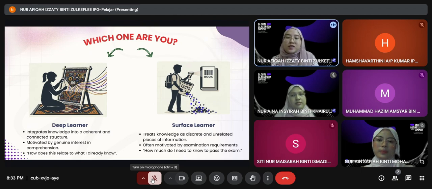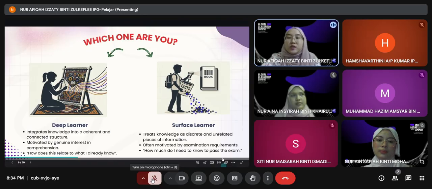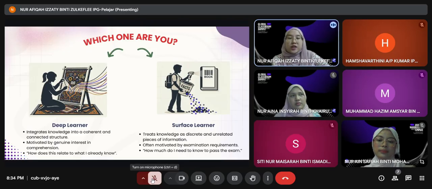And when it comes to a surface learner, it is someone who treats knowledge as discrete and unrelated pieces of information. They usually apply themselves just to memorize facts, studying merely to pass the exams, and only contribute minimal engagement. And they often ask, like, how much do I need to know to pass the exam?